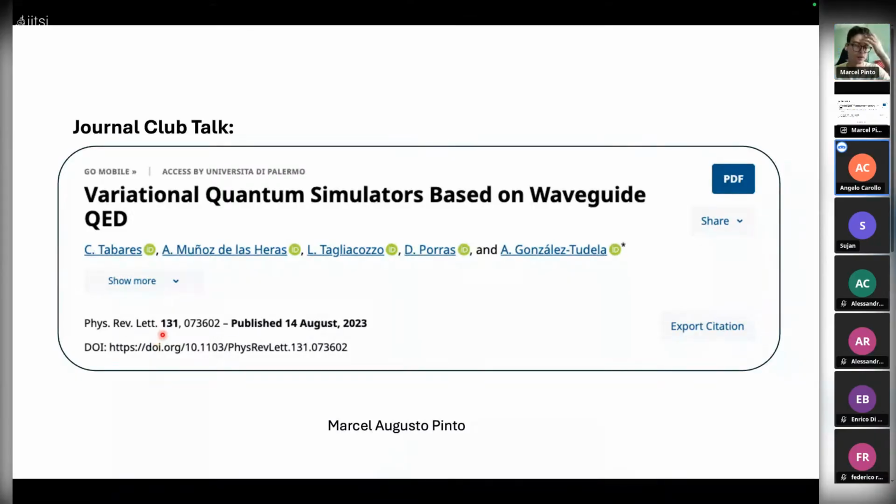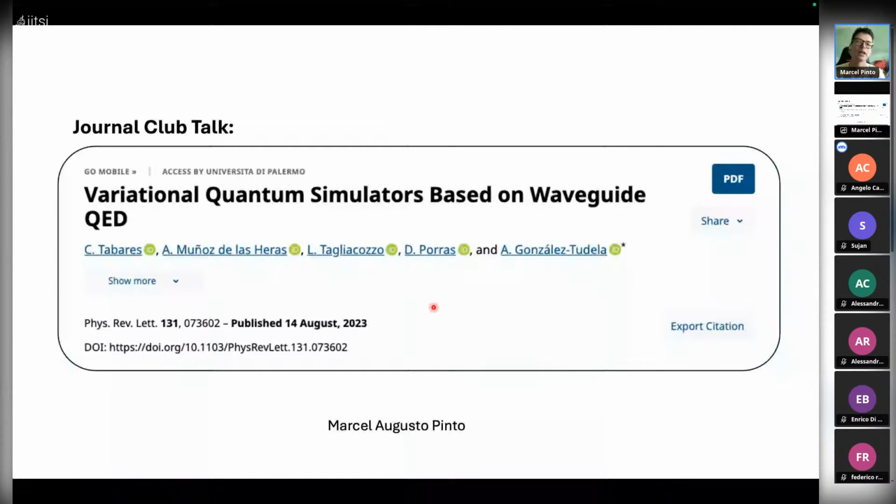Yes, okay, great. This is a PRL from 2023, and it's called Variational Quantum Simulators based on Waveguide QED. So this is basically a paper that talks about how you can engineer systems to build an analog quantum simulator to solve problems that classical computers can't do efficiently.